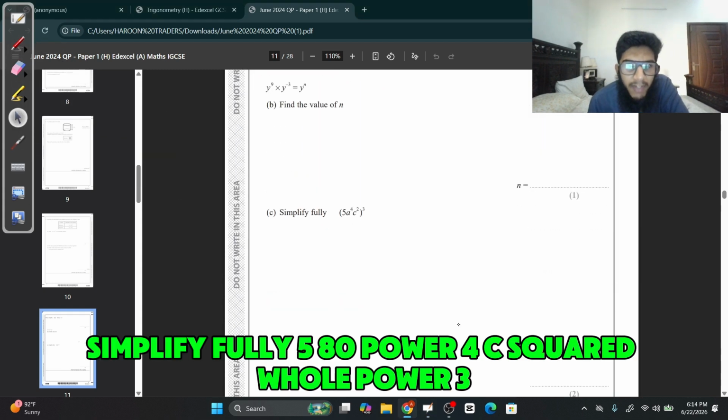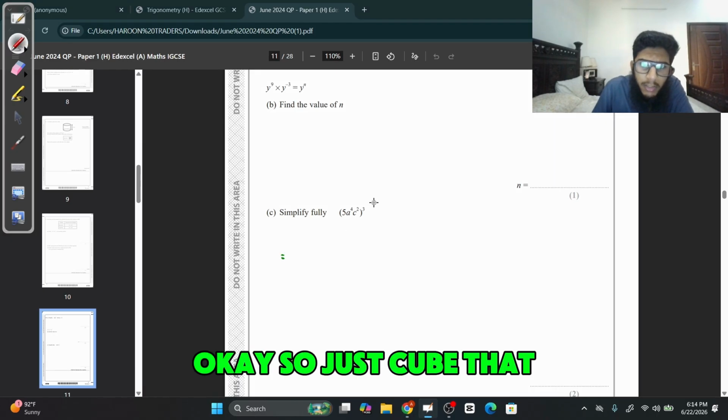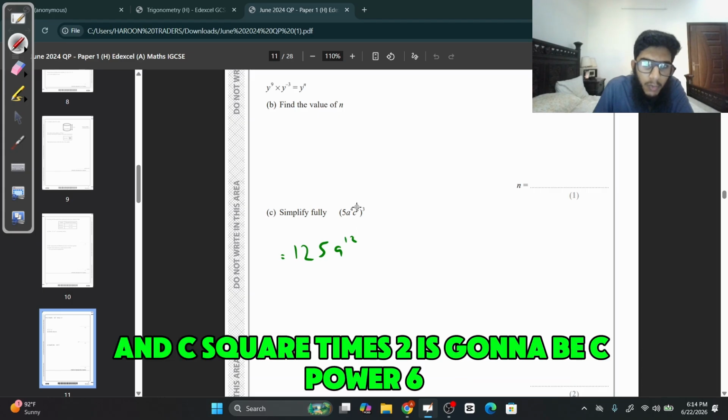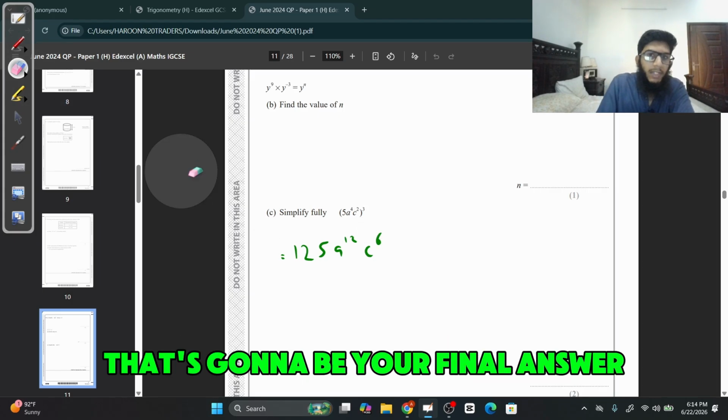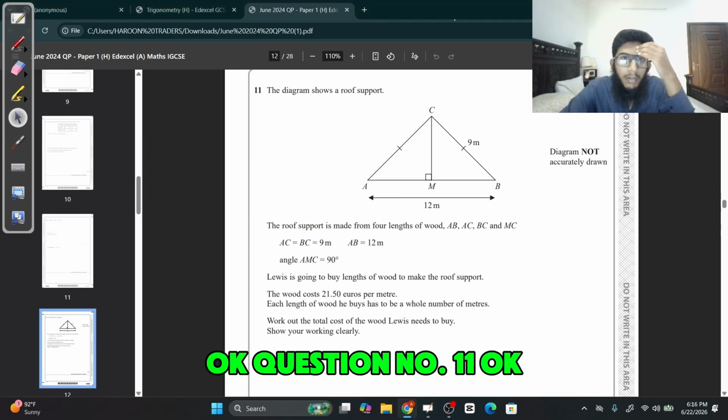Simplify fully: 5 a to the power 4 c squared, whole to the power 3. Okay, so just cube that. So 5 cubed is 125. A to the power 4 cubed is going to be 4 times 3, that's going to be 12. And c squared cubed is going to be c to the power 6. You have to multiply the powers. That's going to be your final answer. Okay, question number 11.